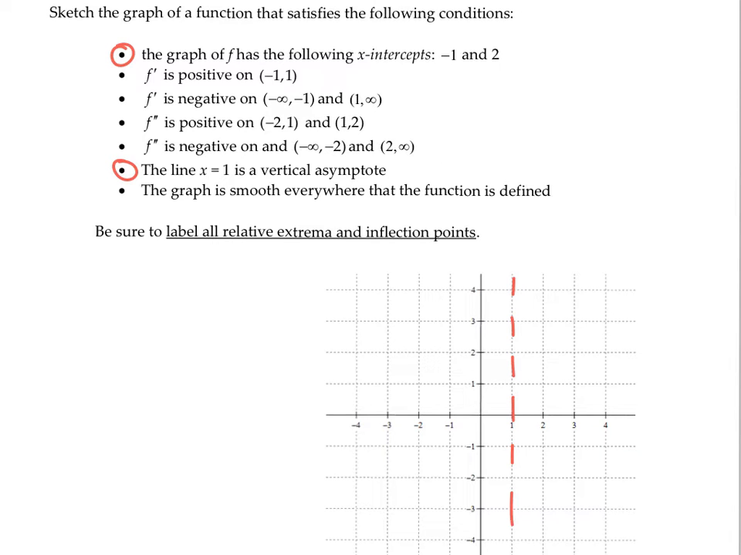There we go. There's the vertical asymptote, and the x-intercepts are at -1 and 2. So this smooth everywhere the function is defined means that to the left of this vertical asymptote, there won't be any cusps or discontinuities or sharp turns. And the same thing to the right. But we do have this discontinuity, and that's okay. We already have that taken care of. So let's take a look at the first derivative stuff and the second derivative stuff, and I will create a table down here, much like I did in the last slide.